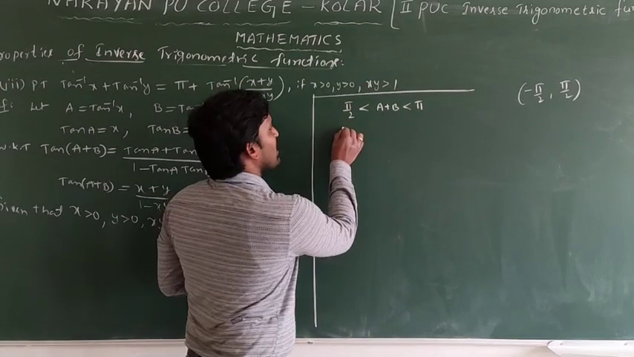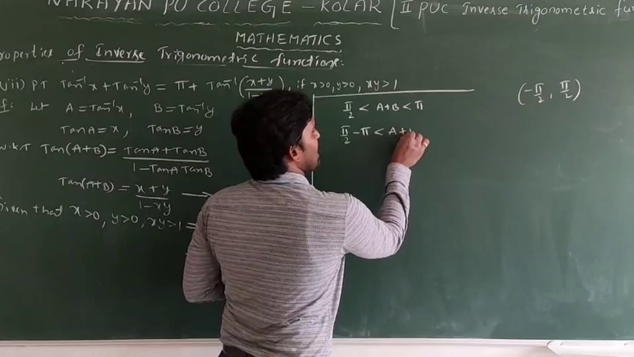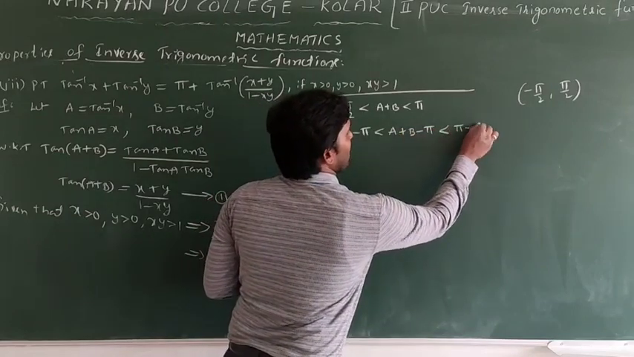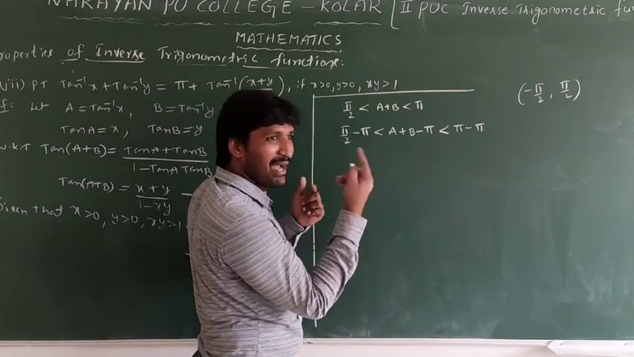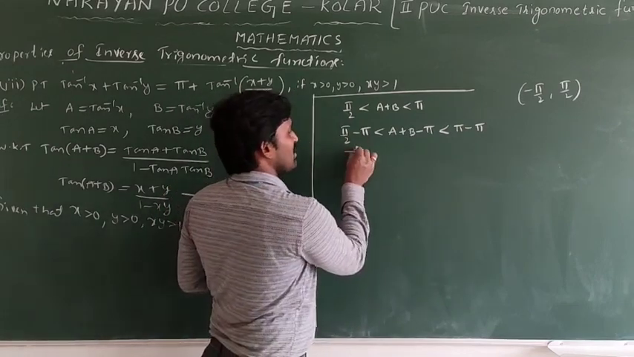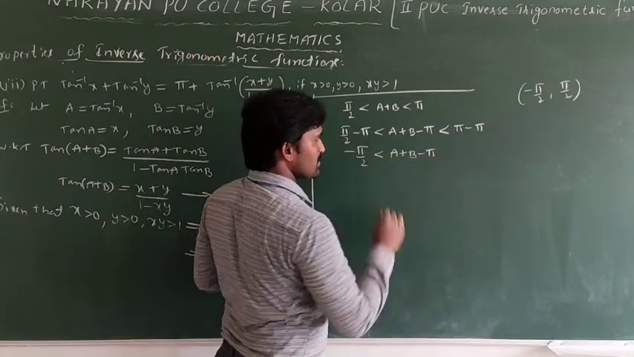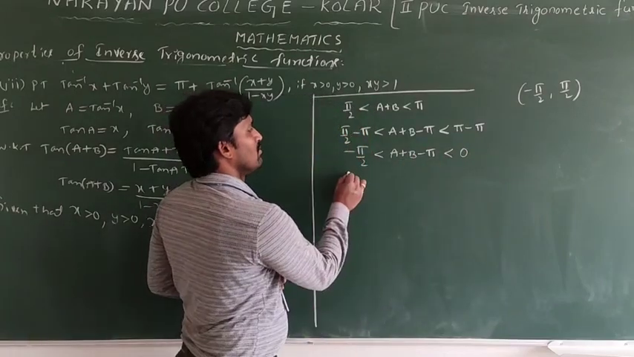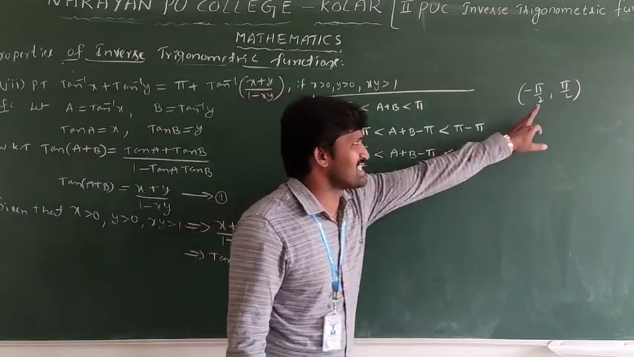Now by subtracting each and every value with pi, pi by 2 minus pi less than a plus b minus pi less than pi minus pi. Now 90 minus 180 is minus 90. Minus 90 means minus pi by 2 less than a plus b minus pi less than 0. Now clearly, observe, minus pi by 2 to 0, is it existing in the range or not?